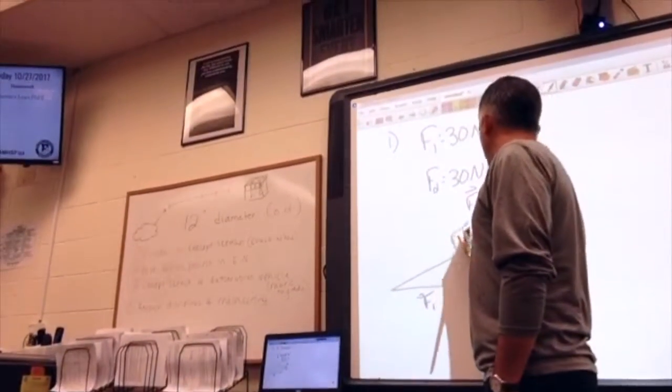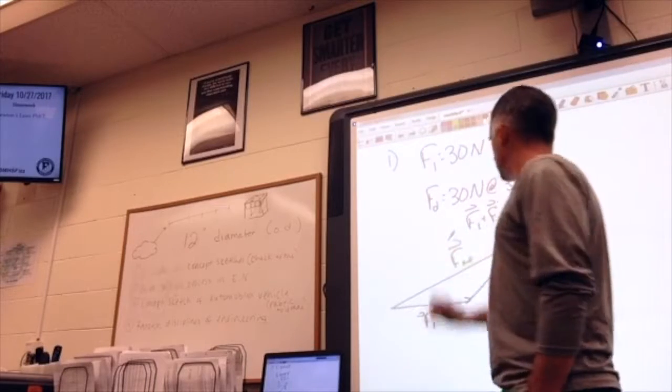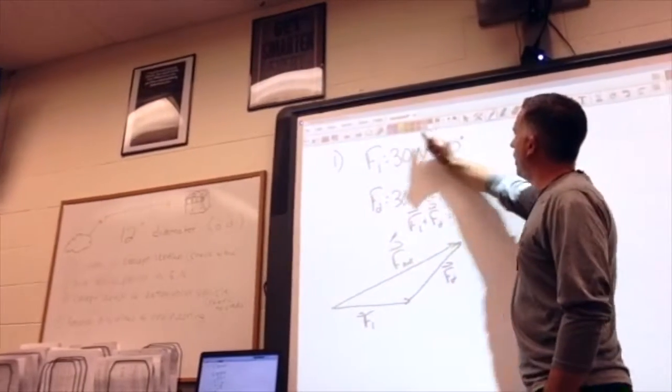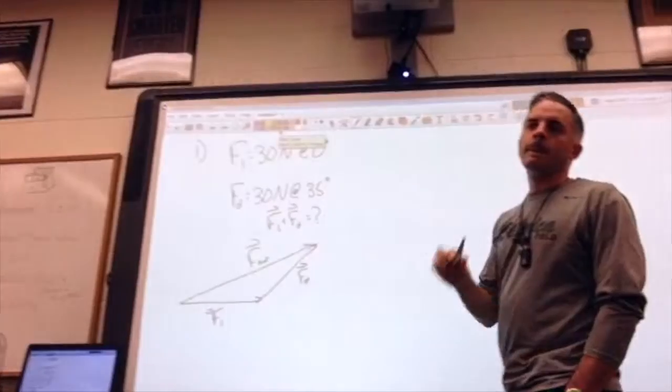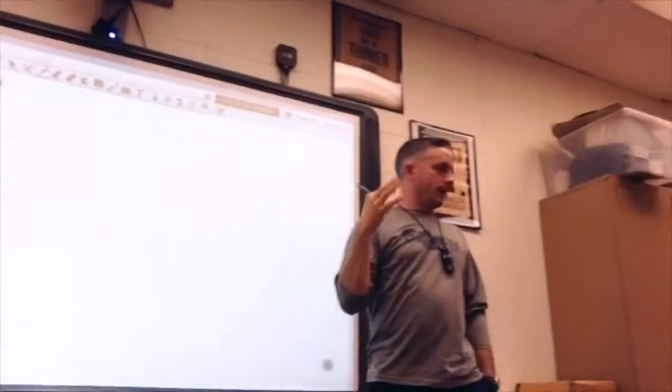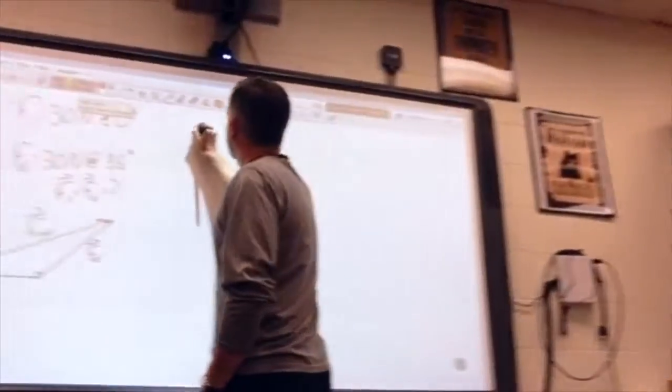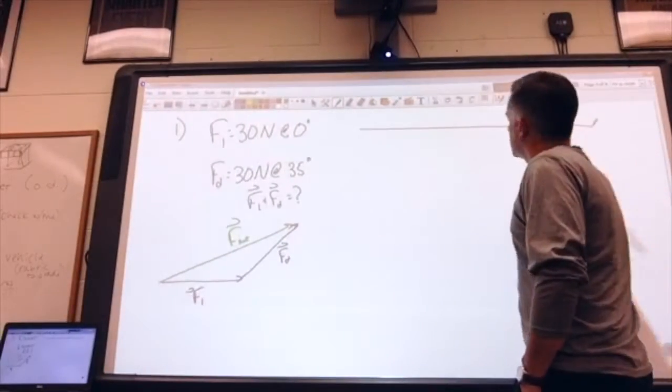To give us a ballparkish idea, we know the net force is somewhere around here. Again, ballpark. But we want accurate. We want precise. We don't want ballpark. So here's what I do. We make this chart.